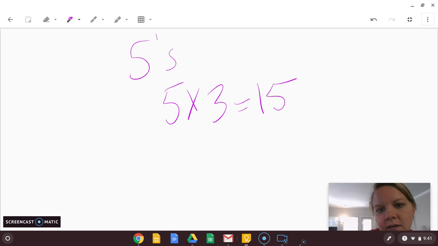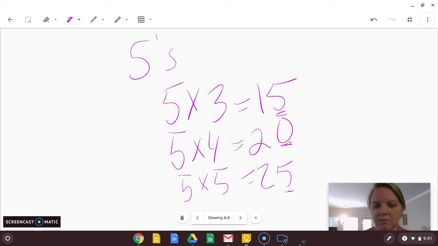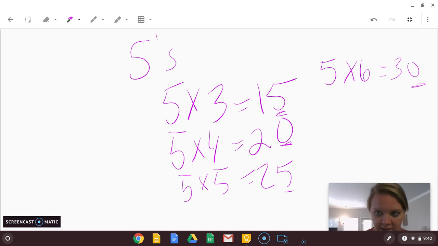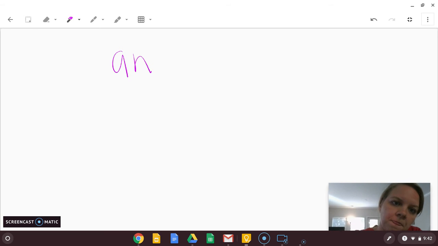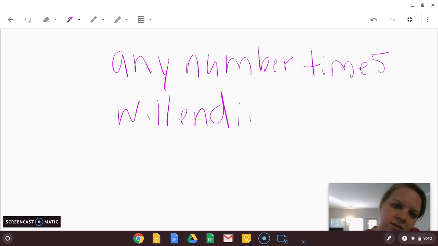So fives, we count by fives a lot. With fives, all it is is a number that's going to end in zero or five. So five times three is 15. Five times four, 20. Five times five, 25. If you look at the digit in the ones place, it goes 5, 0, 5. Let's see, just for kicks and giggles, five times six. Ooh, it's 30. Any number times five is going to end in a five or zero.